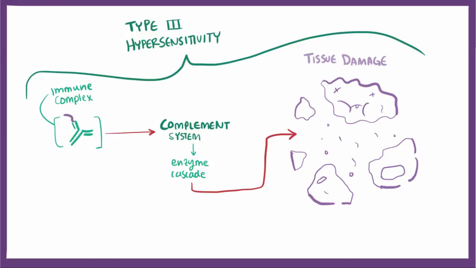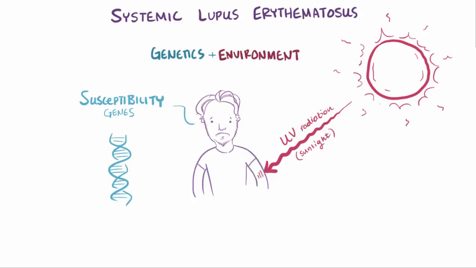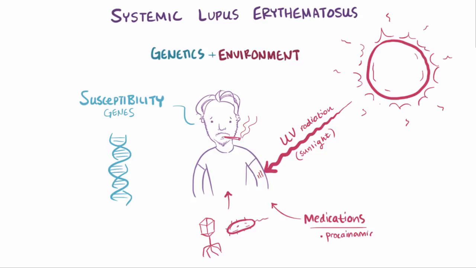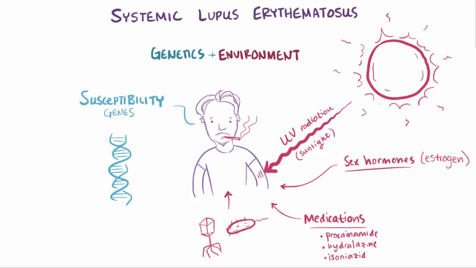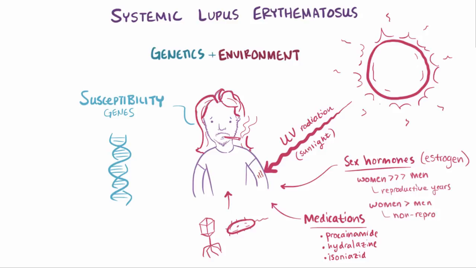UV radiation isn't the only way to damage cells, though, right? It therefore isn't the only trigger that's thought to be associated with lupus. Other potential triggers that have been associated with lupus include cigarette smoking, viruses, bacteria, use of certain medications like procainamide, hydralazine, and isoniazid, as well as sex hormones, particularly estrogen, which might be partly why lupus is more common in women, especially considering it's about 10 times more common in women than men during reproductive years, but only about 2 or 3 times more common in childhood or past the age of 65.